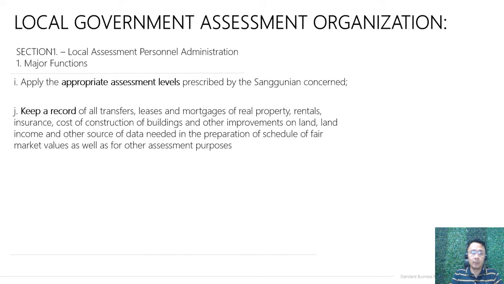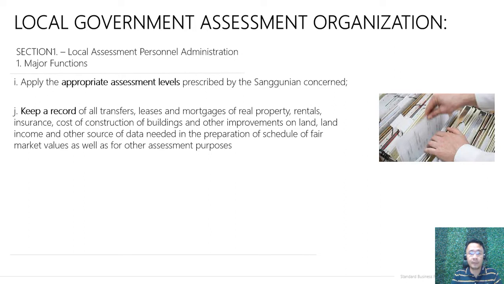And also, one of the major functions is to keep a record of all transfers, leases, mortgages of real property, rentals, insurance, cost of construction of buildings, and other improvements on land, land income, and other sources of data needed in the preparation of schedule of fair market values as well as for other assessment purposes.